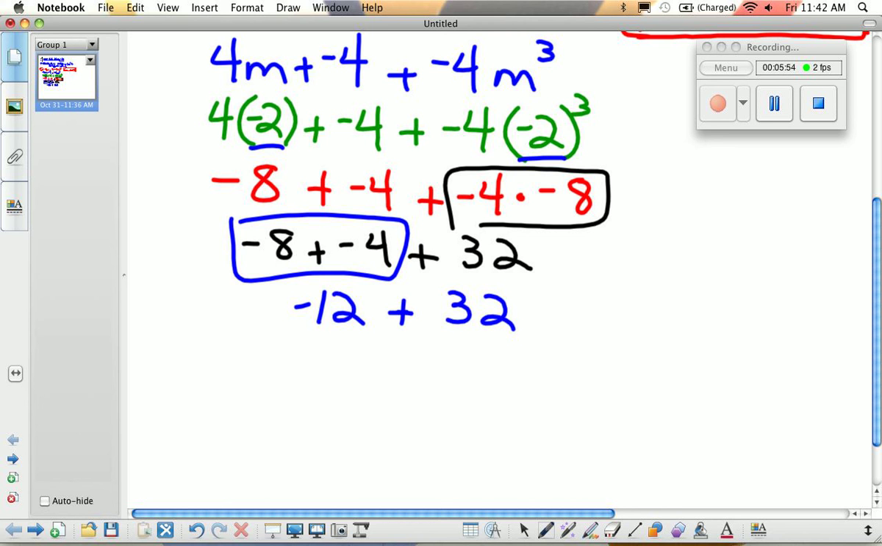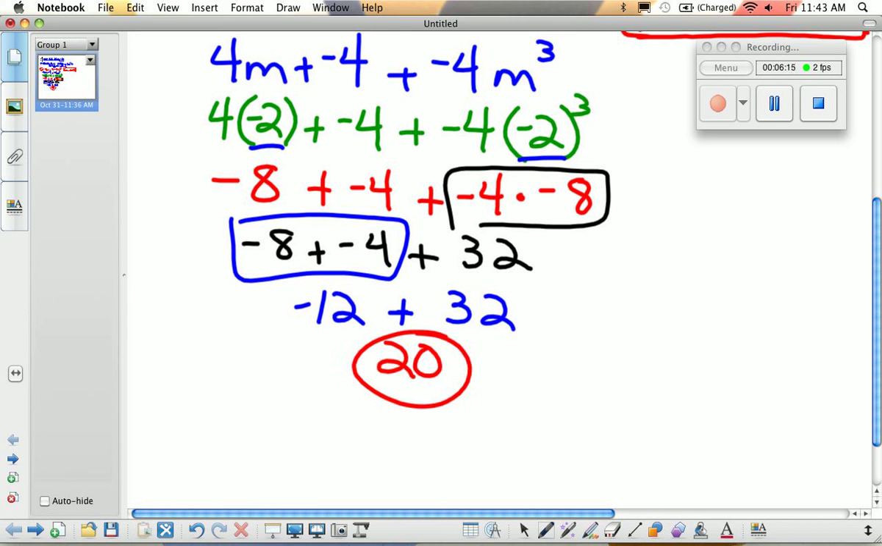Negative 20. Or 20. And this would be a positive 20. When one of them's negative and the other one's positive, all you have to do is subtract their distances. So you take 12 away from 32 and say I got 20. But the 32 is further away from 0 and it's a positive number, so our answer will also be positive.